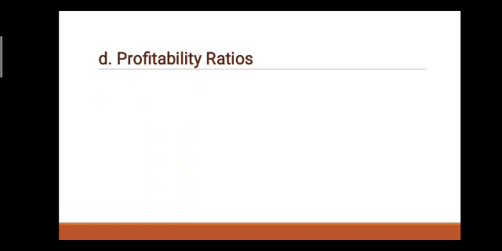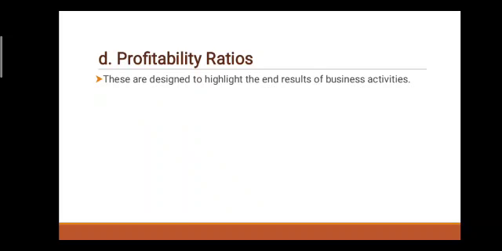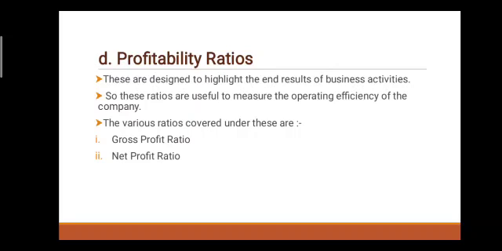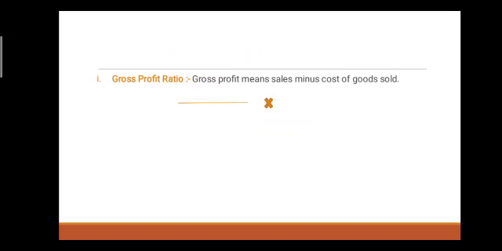Fourth, profitability ratios. These are designed to highlight the end results of business activity. So, these ratios are useful to measure the operating efficiency of the company. The various ratios covered under these are: first, gross profit ratio; second, net profit ratio; third, return on investment. We will discuss one by one. In that, first, gross profit ratio.